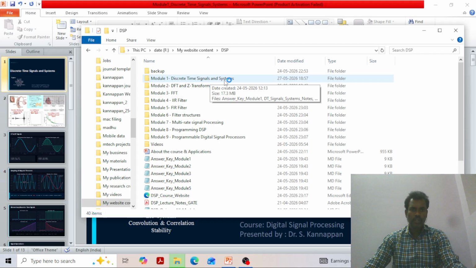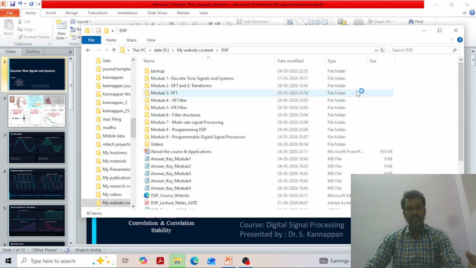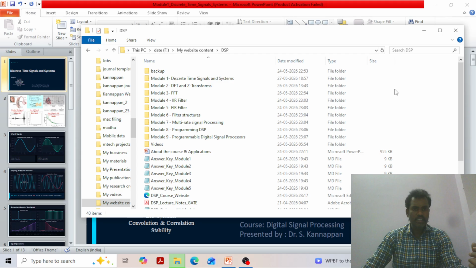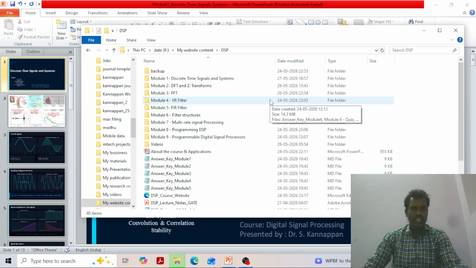processing. Before going to completely discuss digital signal processing algorithms and the mathematical formulas and procedures behind the processing of signals, we should know the basics behind digital signal processing concepts. So that is discrete time signals and systems. Module 2 is the two specialized transforms for analyzing signals or systems in the frequency domain. That is the discrete Fourier transform and also the Z transform.